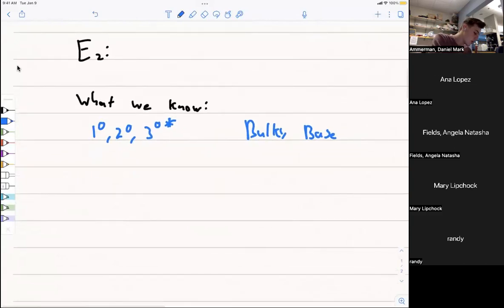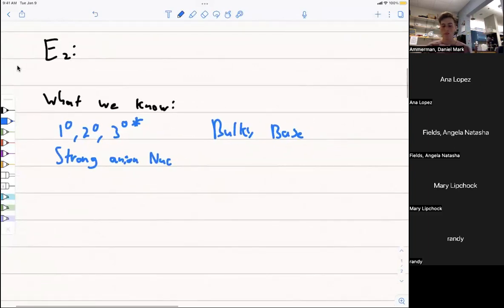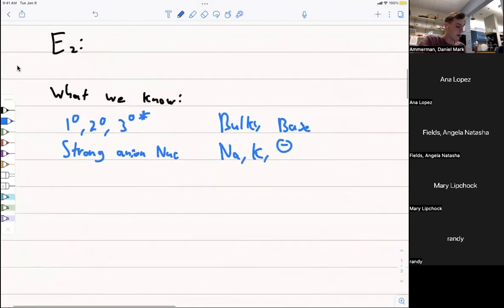We also know that it's going to be a strong anion nucleophile. Two options for, or three options for a strong anion nucleophile. This is the immediate way that we're always going to distinguish E1, SN1 or E2, SN2, every single time. Does it have Na? Does it have K? Or does it have a minus? That's it. Every single time we're looking for that strong anion. All three of those are going to produce a strong anion. Immediately look for that, Na, K, or minus. Those are the only three ways that you'll ever really be indicating that.